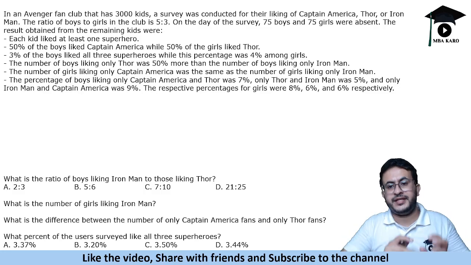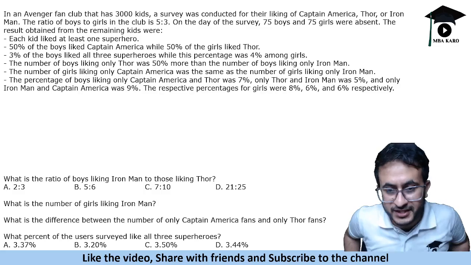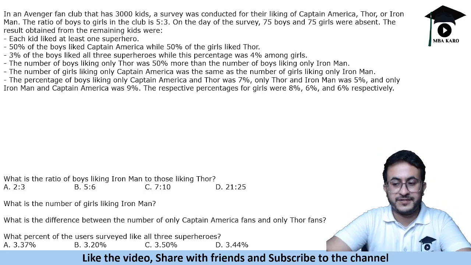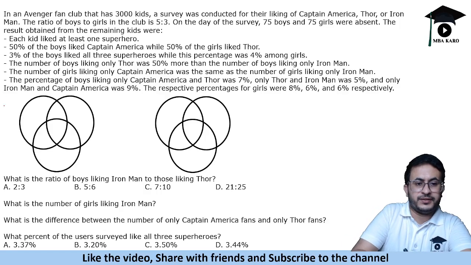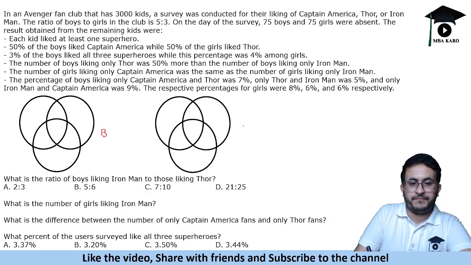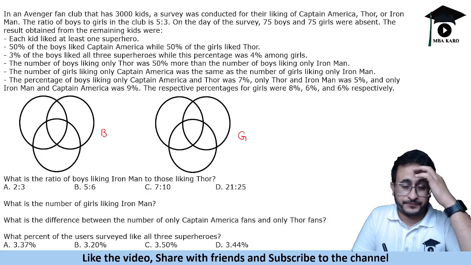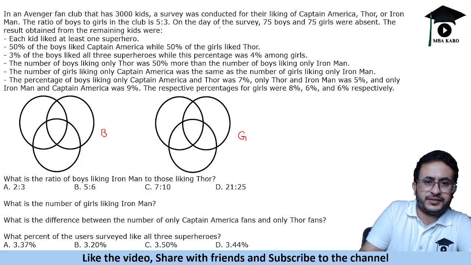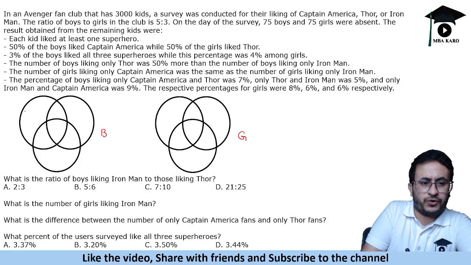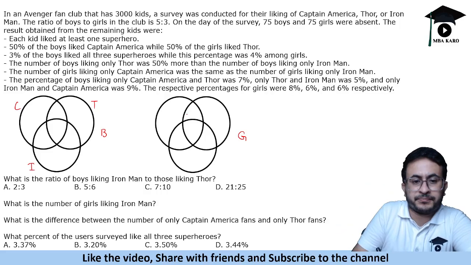So now in this case, you will make two Venn diagrams of 3 sets each. So we will have something like this. Let us say this is for boys and this is for girls, right? So let's proceed into this. There are 3 things: Captain America, Thor or Iron Man. So we are just putting these numbers.